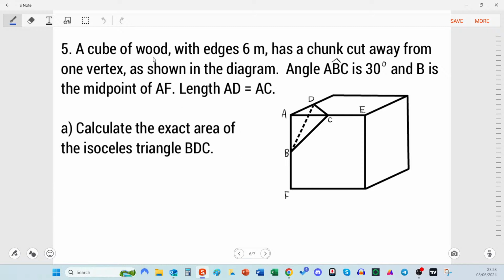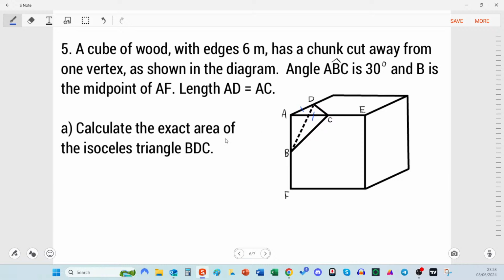A cube of wood with edges of 6 meters has a chunk cut away from one vertex as shown in the diagram. Oh, beautiful shape. It's like a right angle there. It's like a right angle triangular based pyramid or something. Angle ABC is 30 degrees and B is the midpoint of AF. I see that. It's all on the diagram. AD equals AC is not on the diagram, so AD equals AC.